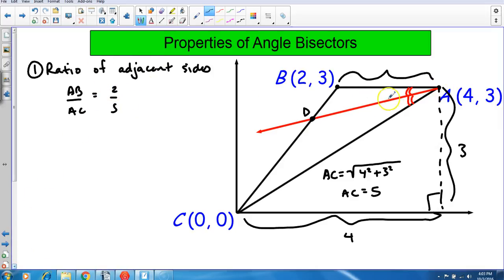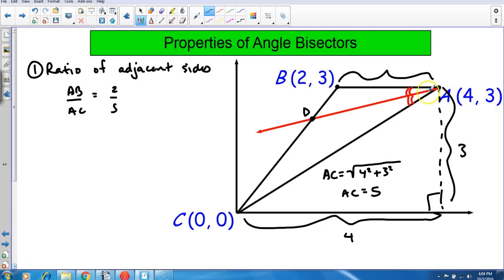My adjacent sides, meaning the sides that are next to the angle that is being bisected. Okay, so the next thing that we're going to talk about is how do I locate the position of this point? Because if I want to write the equation of this angle bisector, I know that it passes through these two points, and once I have two points, I can write that equation by finding the slope and then putting it into point-slope form. So I need the location of D here, this point of intersection.